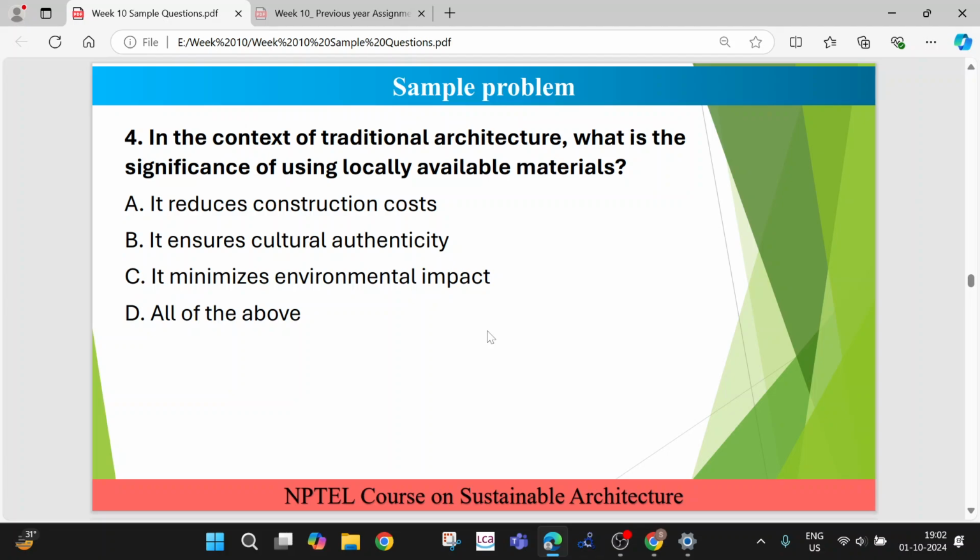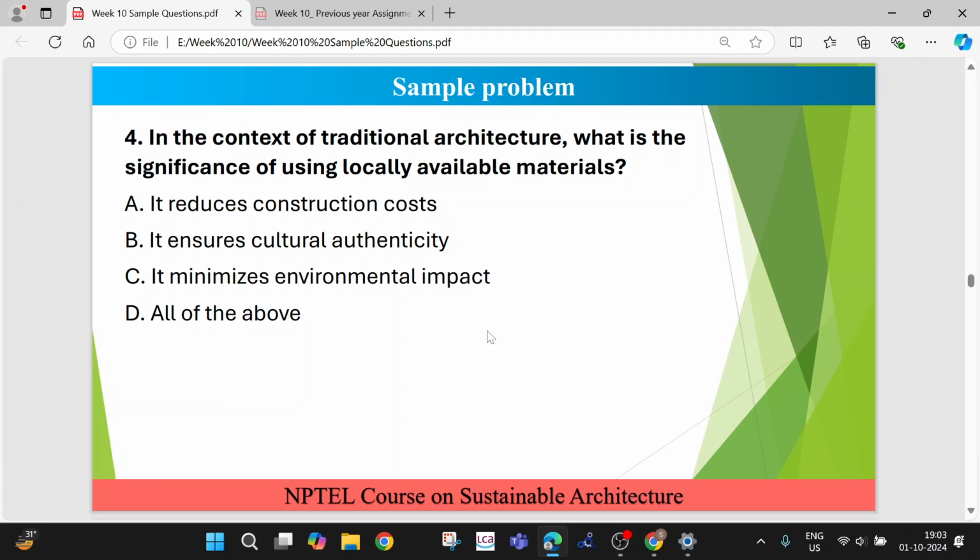If you are using locally available materials, or bringing in vernacular houses, what will be the advantages or significance of those houses? Whether it will help you reduce the construction cost, or ensure cultural authenticity, or minimize the environmental impact that is caused if you bring materials like cement or something else from long sources, by roadways or trainways. So what do you think, which will be the right answer for this question?